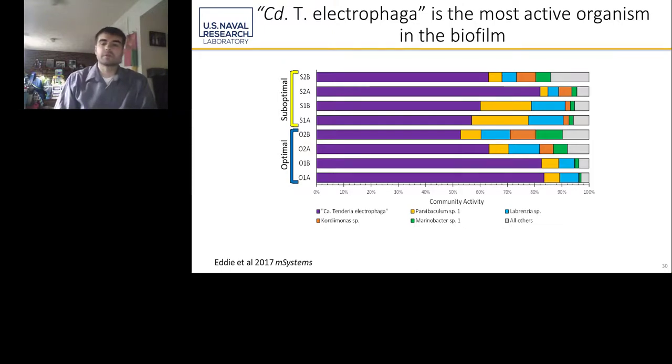And some of the other organisms, Marinobacter and Labrinzia, which here are in green and blue, are more abundant based upon the DNA, but then less abundant based upon the RNA. So this is particularly interesting because we think that Tenderia is the organism that's feeding everybody else. So it has to be the most active in order for everything else to be able to grow.